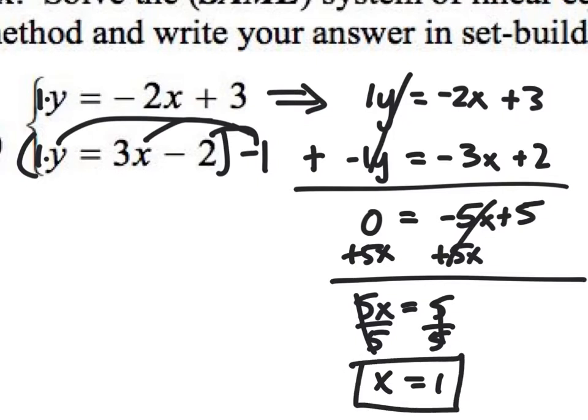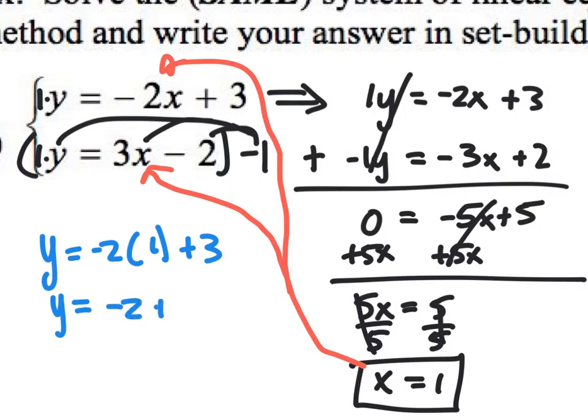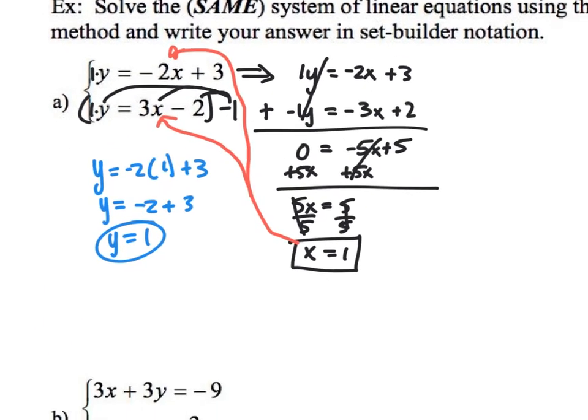Okay, so now I want to take this value and plug it back into one of my equations. I'll plug it into the bottom one. Actually, let's plug it into the top one. Okay, it doesn't matter which one we do. So I'm going to do y is equal to negative 2x plus 3, with x equal to 1 plugged in. So I get y is equal to negative 2 plus 3. Negative 2 plus 3 is going to give me 1. So it's the same thing that we got. So you should understand that these are the same systems of equations.